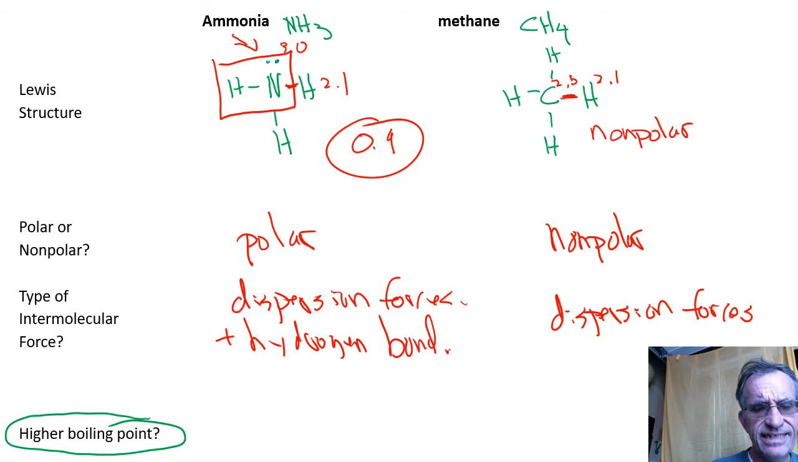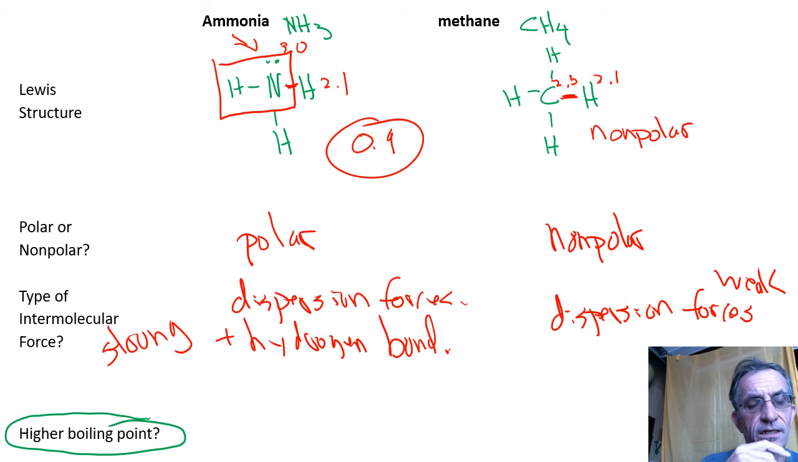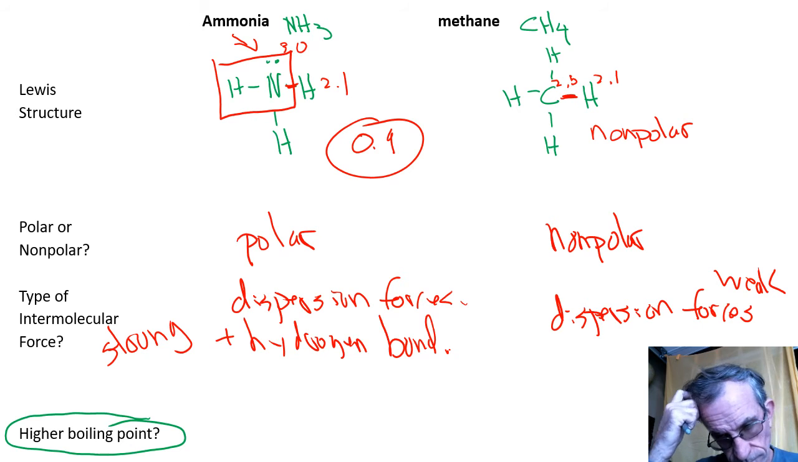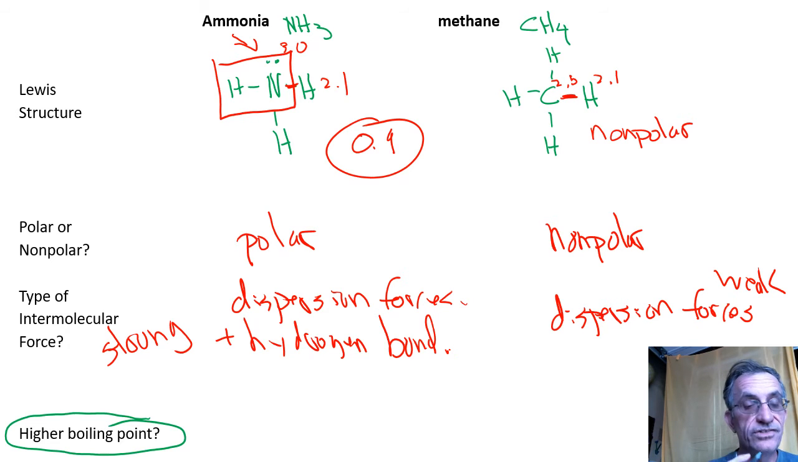So if this one has strong intermolecular forces, and this one only has weak intermolecular forces, why don't you make a guess? Which one is going to boil at a higher temperature? It's going to be ammonia. If you have strong intermolecular forces, you're harder to separate from your neighbors, and that's what boiling is. When a liquid turns into a gas, it's really just separating from its neighbors. So I'm going to guess ammonia is going to boil at a higher temperature because it's got hydrogen bonding.